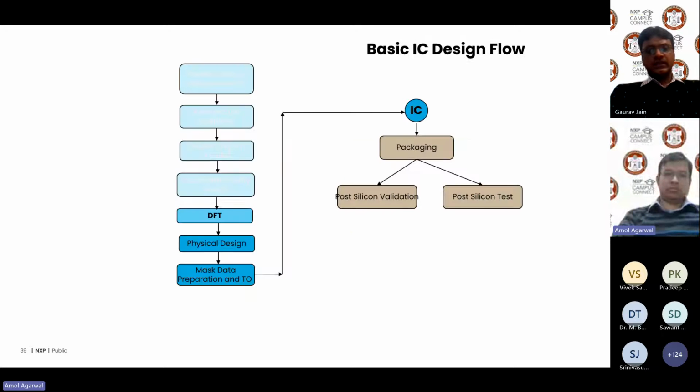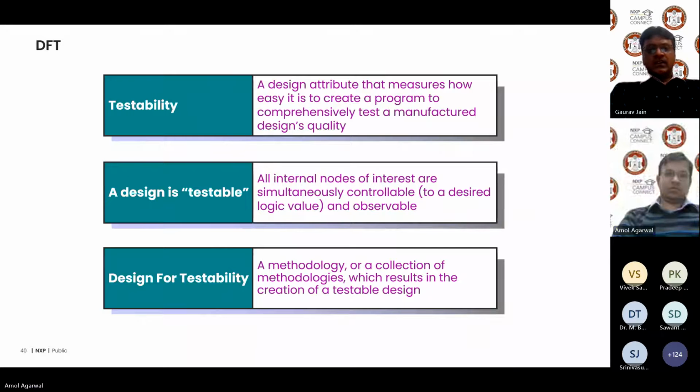Jumping to the next thing here, that is the DFT. DFT is design for testability. Why is it important to test the chip? Once the chip comes out of the fab, we need to make sure that there are no stuck-at faults at least, and that the chip is usable.